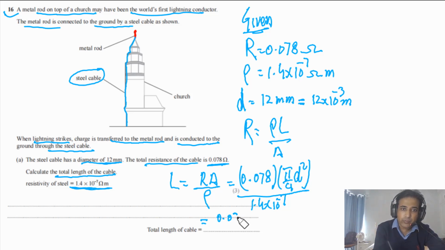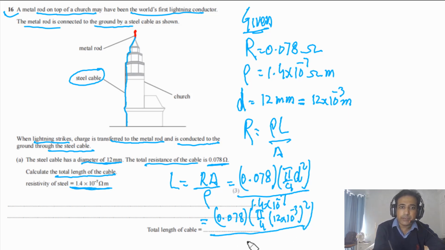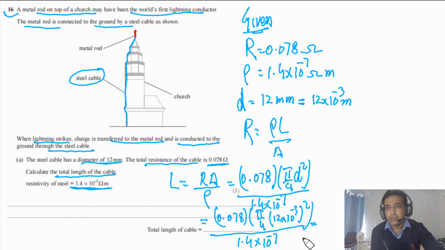First of all we have 0.078, then we have pi by 4, and diameter we have that is 12 times 10 to minus 3 square divided by the resistivity that is 1.4 times 10 to minus 7. Now if we simplify, in this case value of L we will get that is equal to 63.0 meters. So this is our final answer.